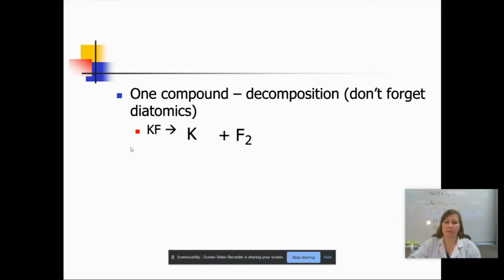And this is, as you'll notice, an unbalanced chemical reaction. So oftentimes you'd see a question like this that says, predict the products and then balance the equation. So to do that, we would fix the fluorine by putting a 2 here and fix the potassium by putting a 2 here.